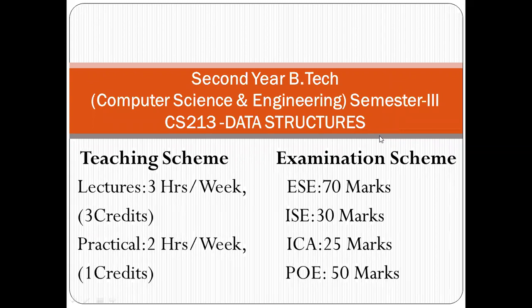Now here the total weightage for the subject data structure is 70 plus 30, 100, plus 25, 125, plus 50, which means 175. So the total marks for data structure is 175. I hope all of you understood the weightage of the marks for this subject.